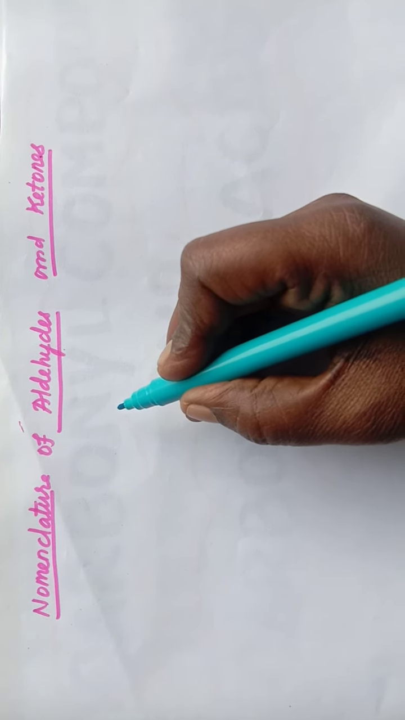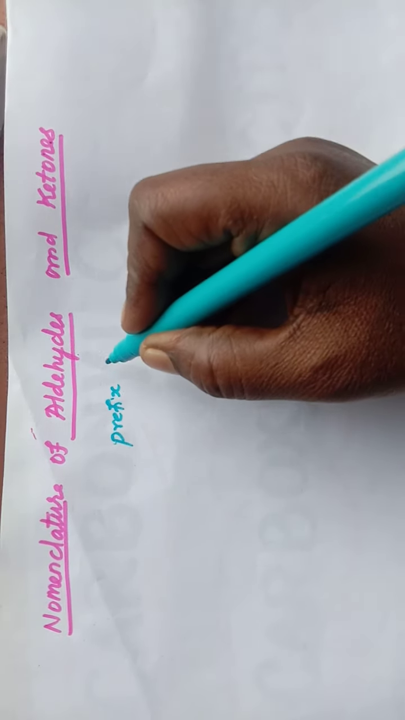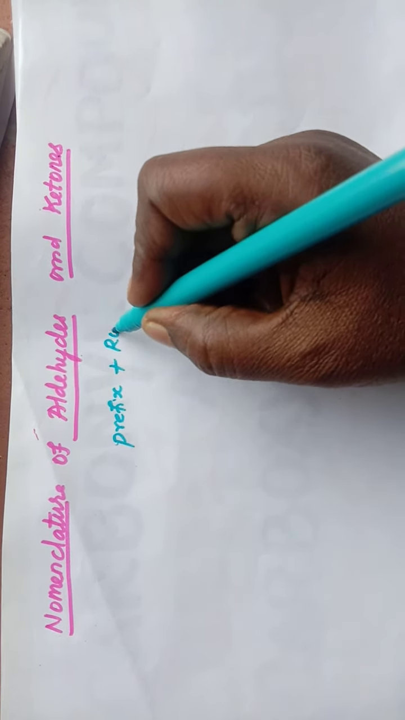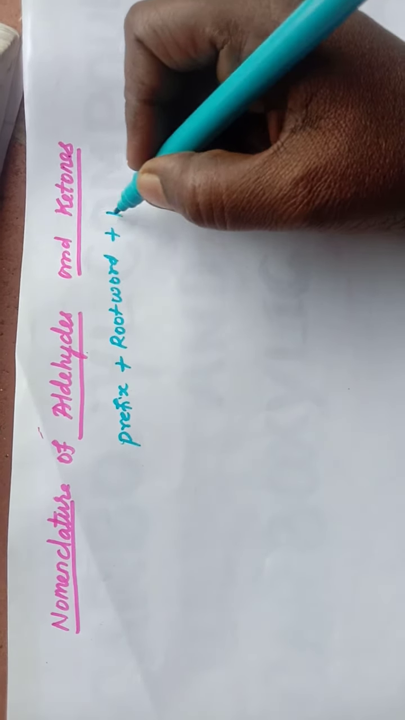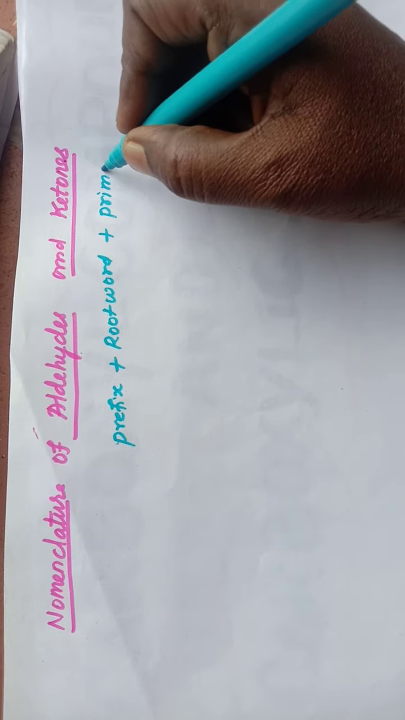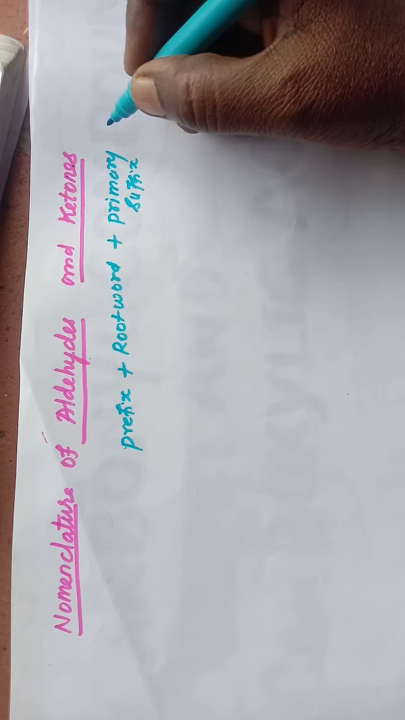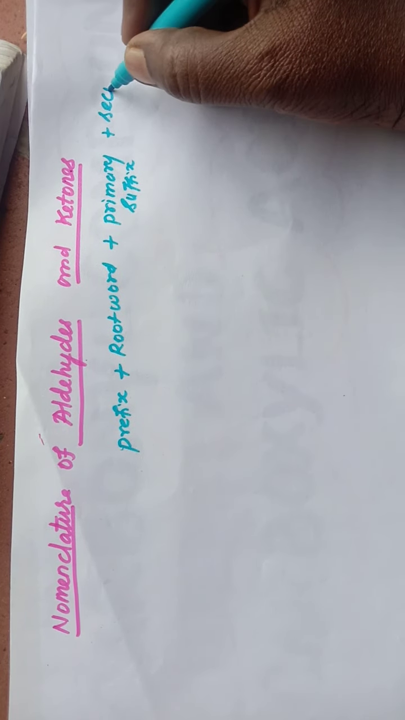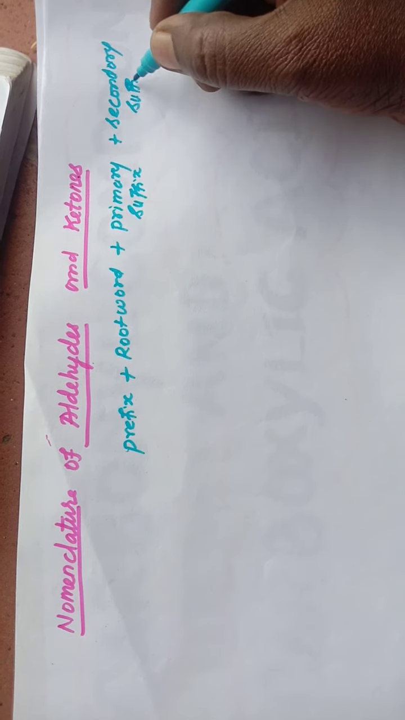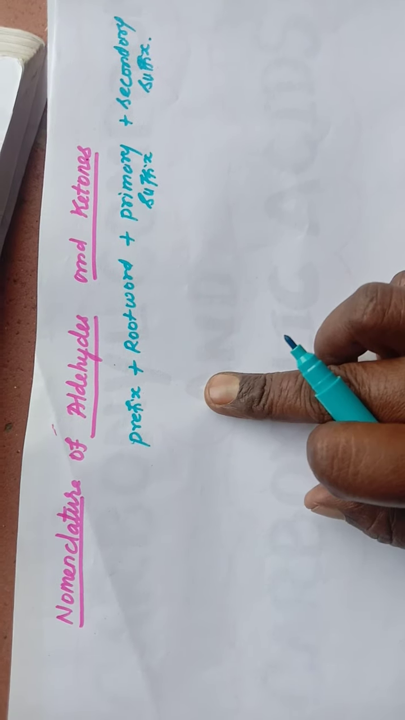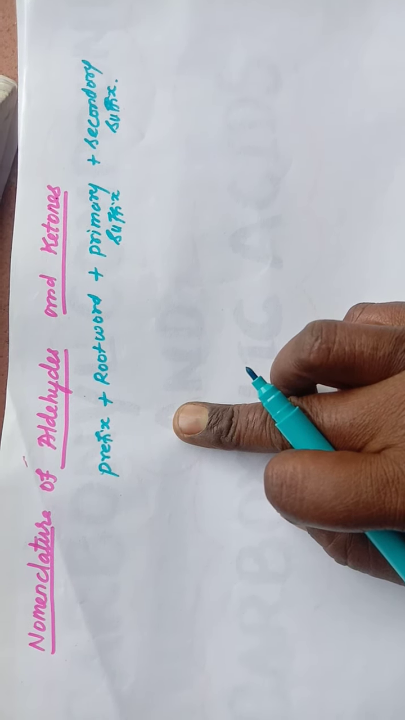Following the IUPAC rule, that is prefix, then root word, primary suffix, and secondary suffix. So following this IUPAC rule, now we are going to name these particular compounds, aldehydes and ketones.